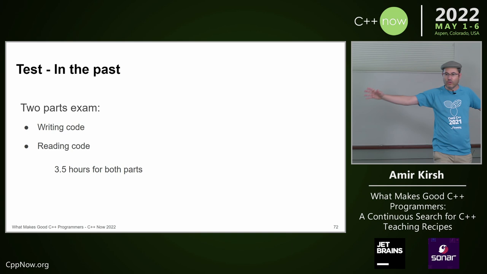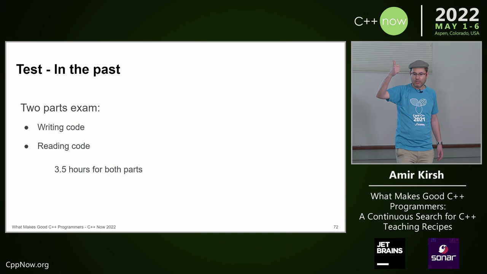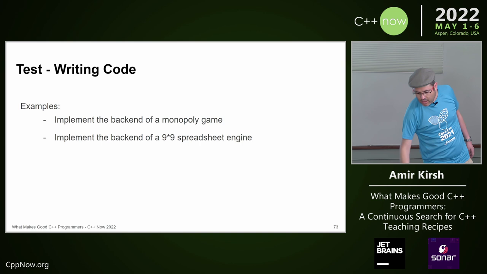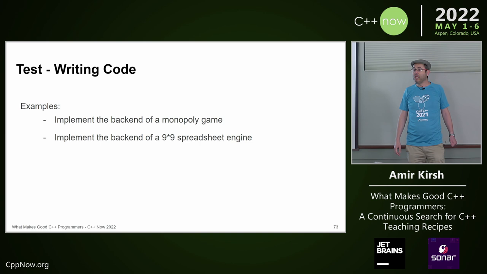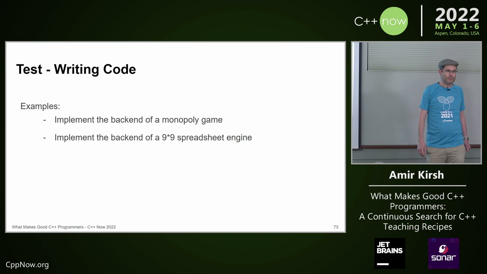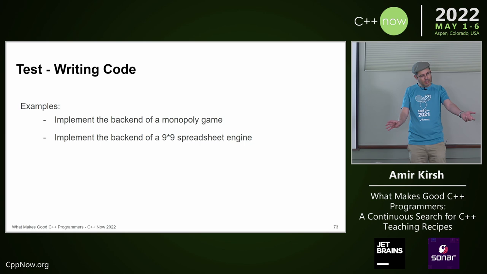At the beginning, I had an exam with two parts, writing code and reading code. It was 3.5 hours, quite long. The writing code part was, for example, writing the backend of a Monopoly game, or writing the backend of a nine-by-nine spreadsheet engine. It doesn't sound too complicated, but during an exam, it is quite complicated. I like these, but they didn't.